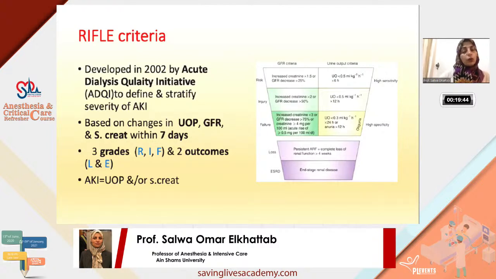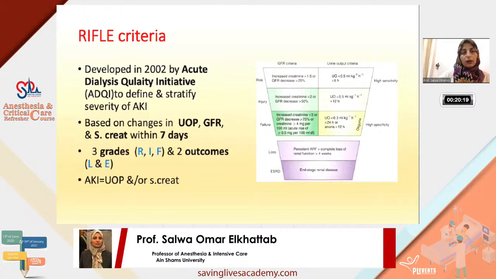You can diagnose acute kidney injury by one of the criteria, either in the urine output and/or in the serum creatinine change. With this criteria, you can put the patient either at risk of acute kidney injury, or in the injury category itself, or in failure, and you might diagnose loss or end-stage renal disease. It's a very useful criteria with sensitivity for identifying patients at risk.